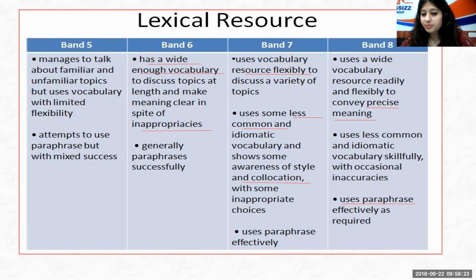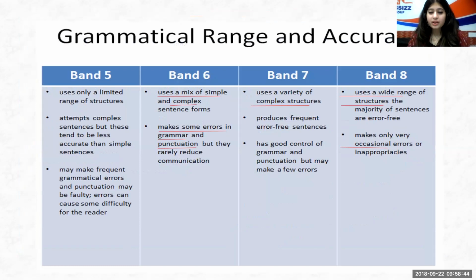If you go to see the band 8, the last point also states that the person uses paraphrase effectively as required. So paraphrasing plays a very, very important role when it comes to the actual IELTS examination. Moving on, coming to grammatical range and accuracy.